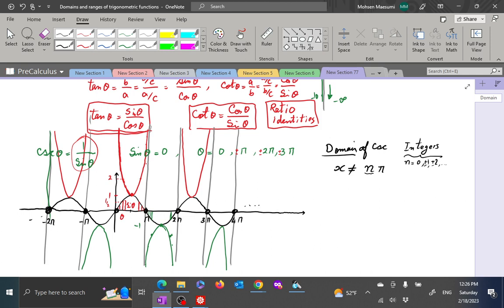Then we say, how about the range? Range is the set of output numbers you get, all the values that you get. Well, your values start at 1, and then anything above 1 is going to show up. It also can start at -1. So here is the range.